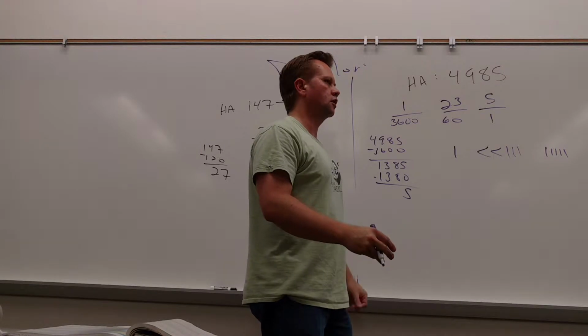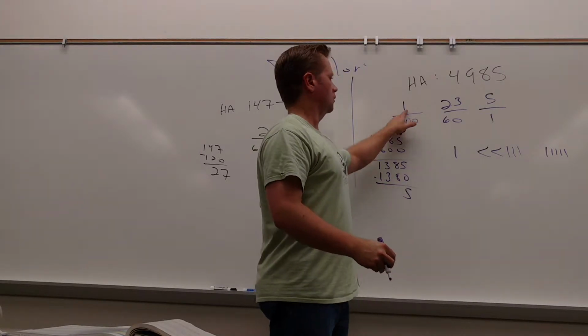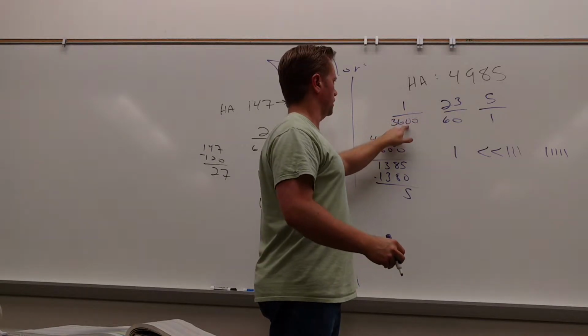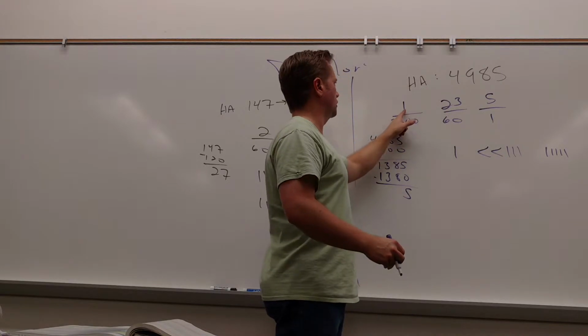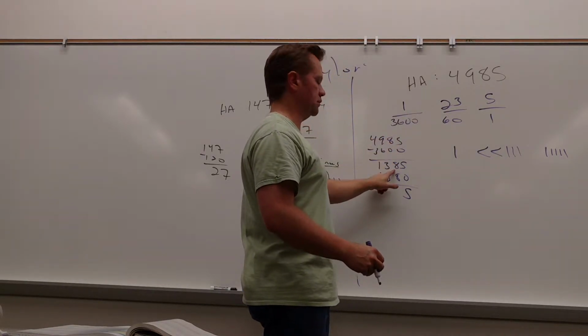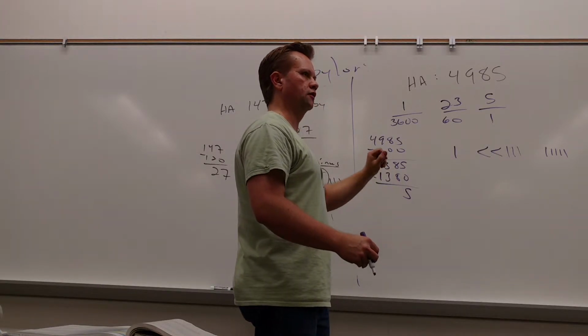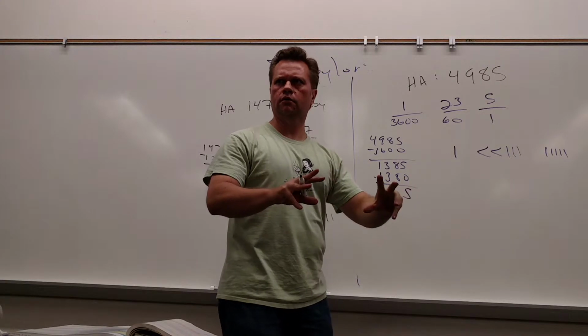I'm just getting confused with how we're getting the numbers themselves. So we're just subtracting. 3,600 went into 4985 how many times? Once. So if one 3,600 takes care of that much, how much is left? 1385. Okay. Cool. Do you guys get the idea with that?